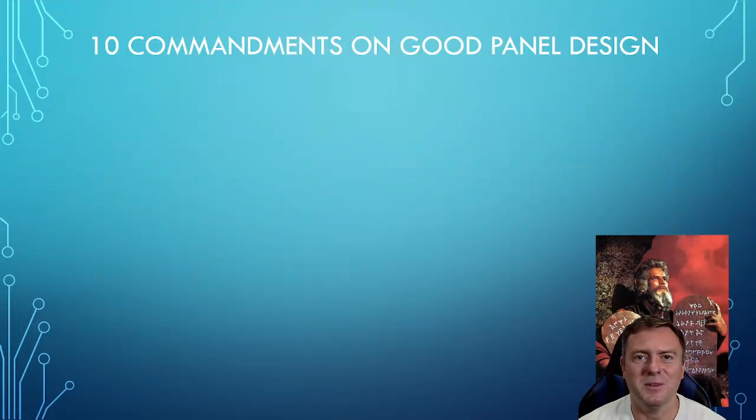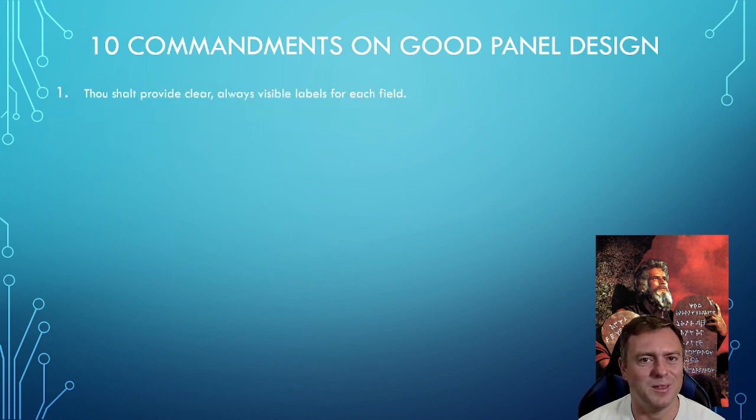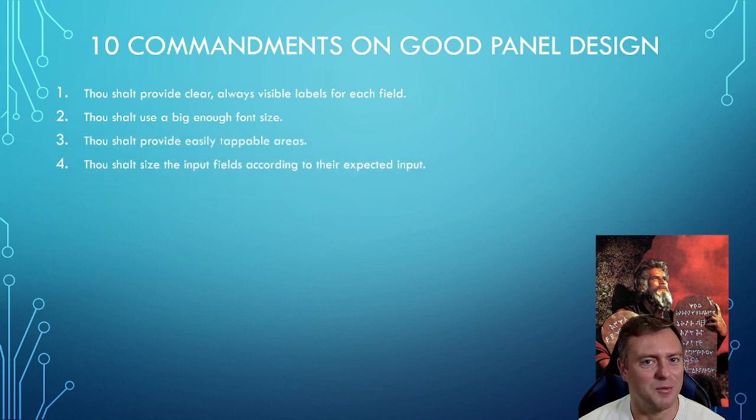So there's 10 commandments on good panel design. This was a bit of fun that I found online. Thou shalt provide clear and always visible labels for each field. Next one, thou shalt be big enough for font size. Thou shalt provide easy tappable areas. Number 4, thou shalt size the input fields according to expected input. Number 5, thou shalt not customize checkboxes and radio buttons. What that means is don't make radio buttons work like checkboxes and vice versa.